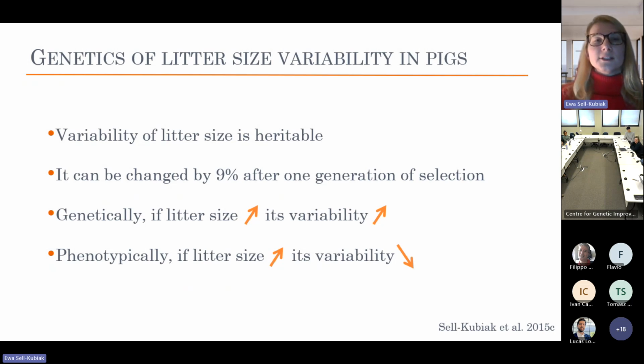What we know is that genetically speaking, based on the genetic correlation, when litter size is increasing, the variability is also increasing. So for years of selection to have more piglets in a litter, we also increased the variability. The fact that we see such small litters and very big litters is linked with the fact that it was ignored to look into the variation of litter size, not only into having more piglets. And phenotypically, in terms of the phenotypic correlation, we actually see that bigger litter sizes will lead to smaller variability.